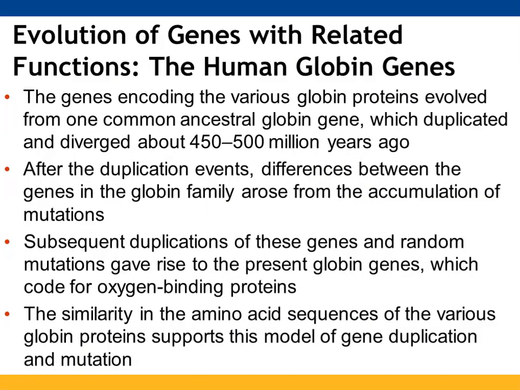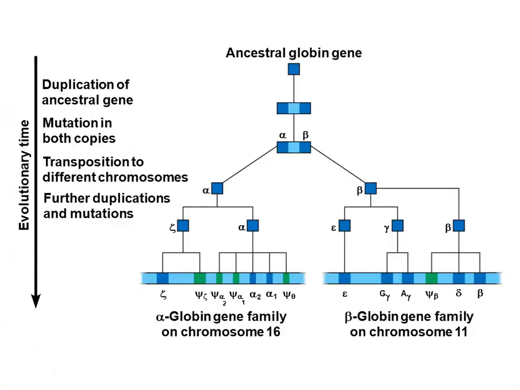Now, genes with related functions and how they have evolved over time. We're going to use the human globin genes again as an example. The genes that encode the various globin proteins evolved from a common ancestral globin gene, which we believe duplicated and then diverged about 450 to 500 million years ago. After the duplication events occurred, differences in the globin family genes arose as a result of mutations. Duplications of those genes and additional random mutations gave rise to the globin genes we have now, which are used in hemoglobin. If we look at the amino acid sequences of the globin proteins, it provides support for this hypothetical model of gene duplication and mutation.